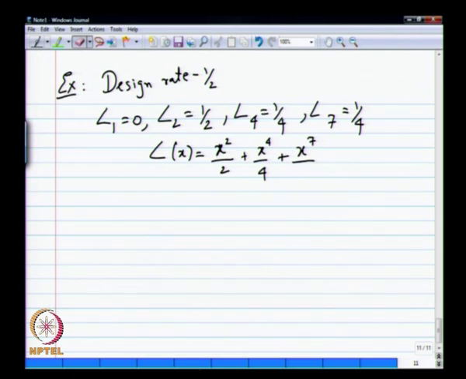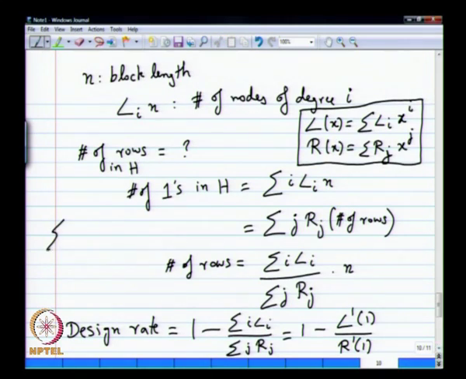Remember, summation Li has to be equal to 1, right, because these are all fractions of bit nodes. So, summation Li has to be equal to 1. Okay. So, I do not know if I mentioned that somewhere, summation Li has to be equal to summation Rj, and this has to be equal to 1. Okay, this is also important, keep that in mind.